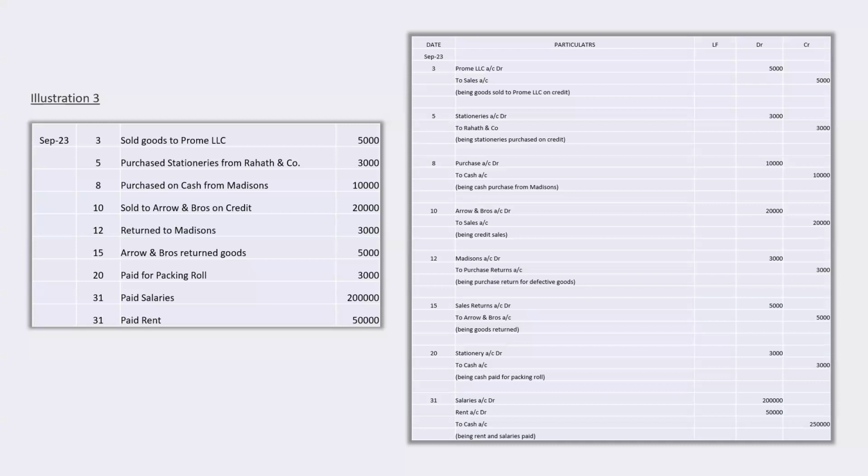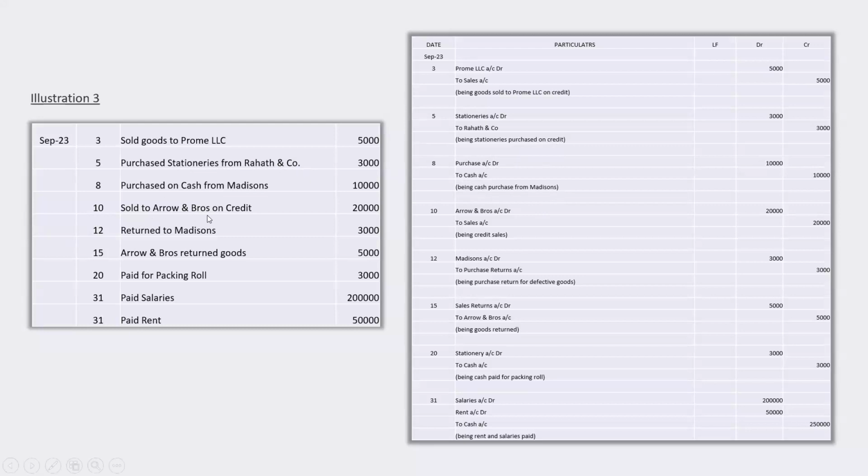Okay, fine. So stationeries account debtor to Rahat and Company creditor, being stationeries purchased on credit. Because here it hasn't been mentioned that there is a cash transaction. Now purchased on cash from Madison's. So here the cash part comes. Purchase account debtor to cash account. This is a simple entry. Being cash purchase from Madison's, for goods worth 10,000.